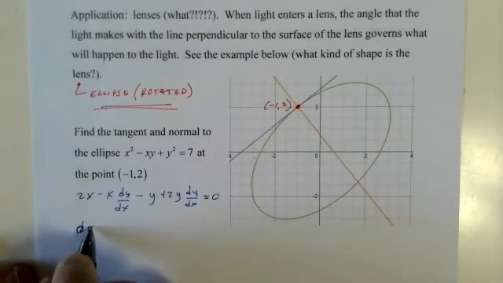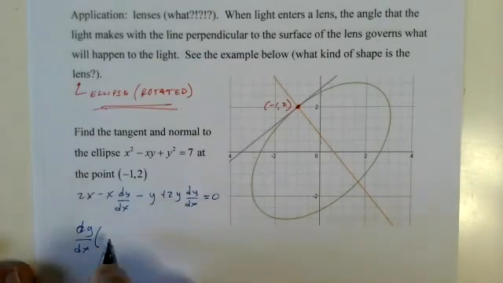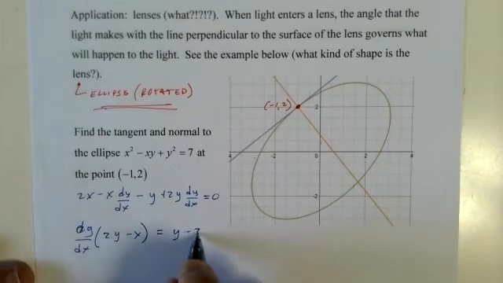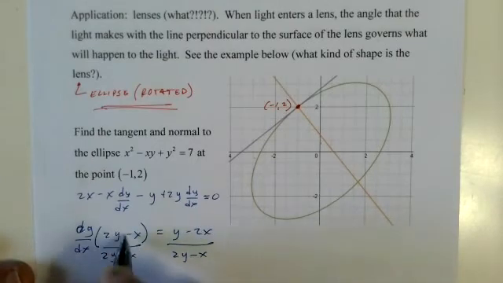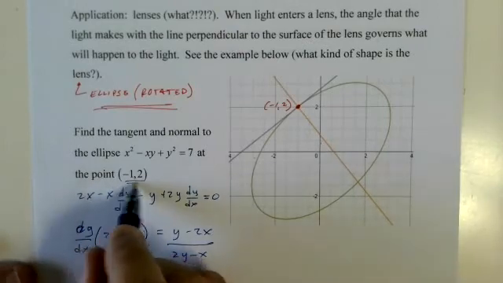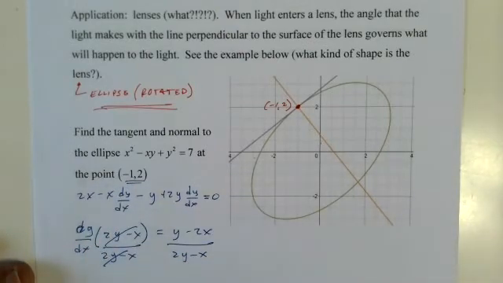I did it wrong. dy/dx, I put my 2y minus x equals y minus 2x over 2y minus x. They gave me the point. Nice, I don't have to go mess with that. Let's go find the derivative.